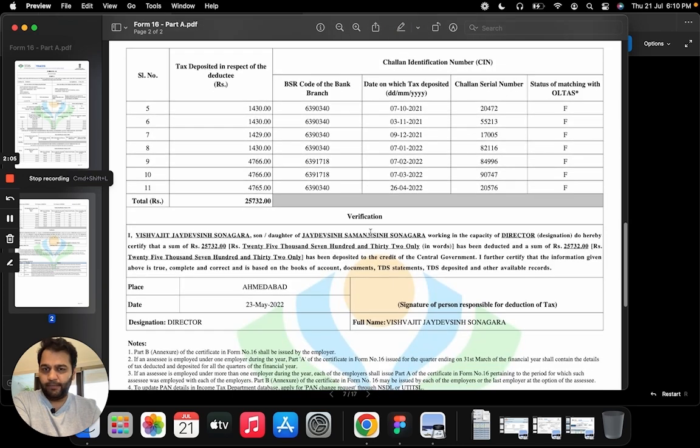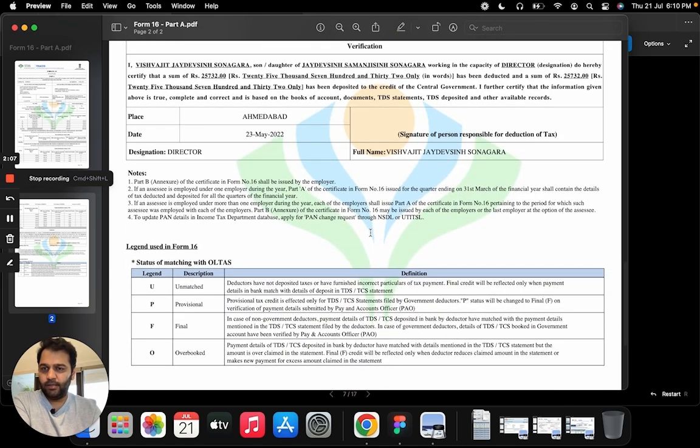So this is Part A. This is issued by employers to employees by 15th of June every financial year. So if you haven't received your Form 16 from your employer, you need to ask for Form 16.